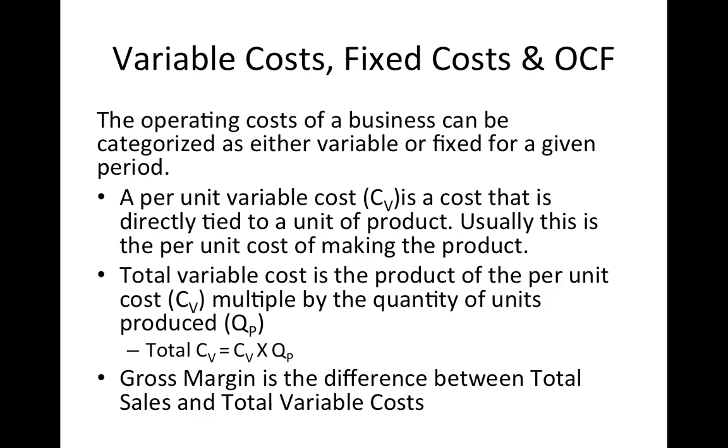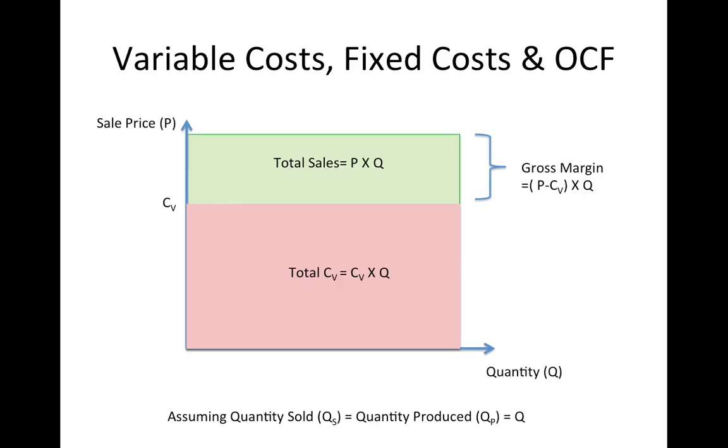And then your total variable costs are the per unit cost times the quantity that you produce, right? Because it's not about how much you sell there. You incur those costs when you produce the product, not necessarily when you sell it in most cases. And then there is a gross margin that is simply the difference between the total amount of money you made from selling the products less the total variable costs.